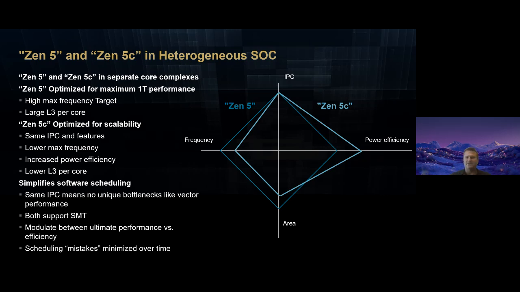That same IPC means there's no unique bottlenecks. There's no different vector performance. The software can really just focus on whether it wants to target the lowest latency, highest performing, or it really is working on power efficiency. They both support SMT, so there's no complexity there for the software to deal with. And even if they do make a scheduling mistake, since it has that same strong IPC, it can quickly react and get the core in the right place, and it's not such a big delta overall.